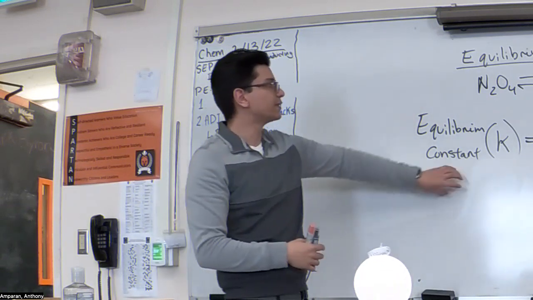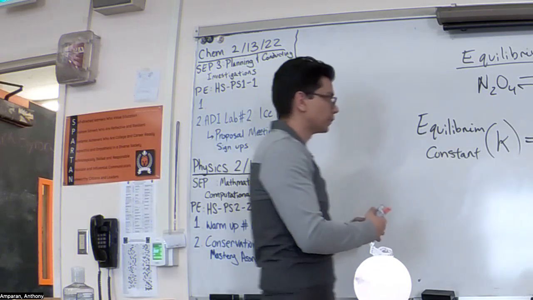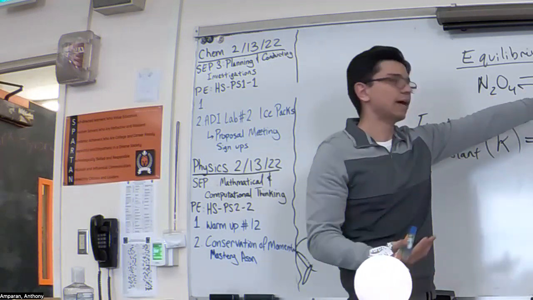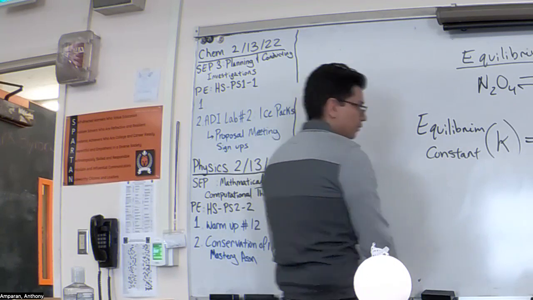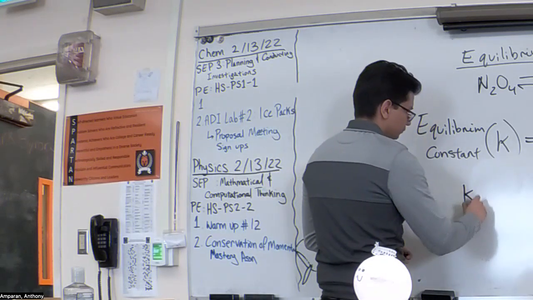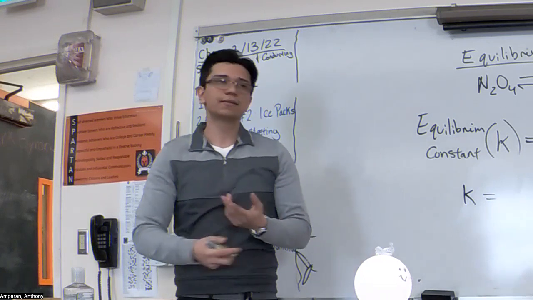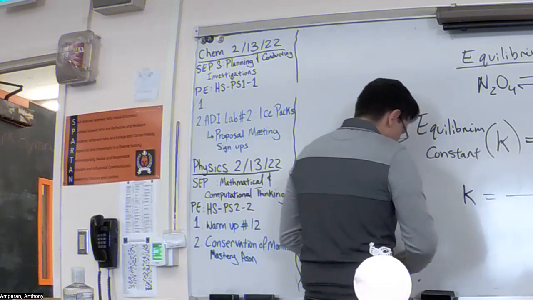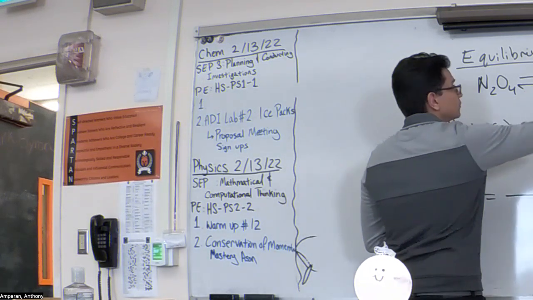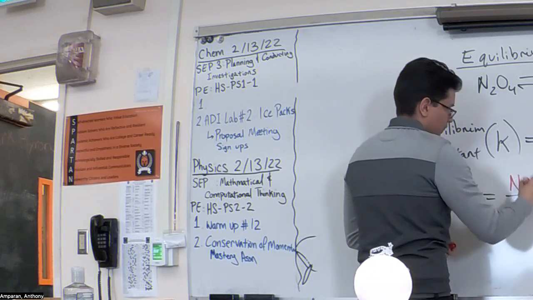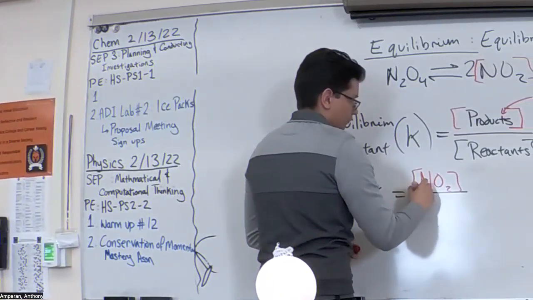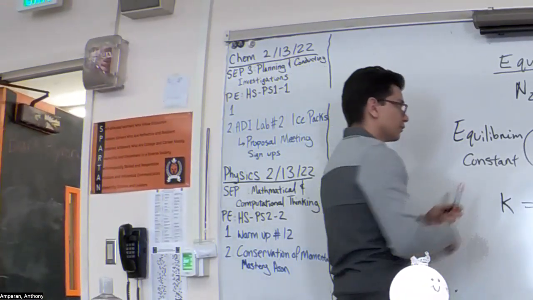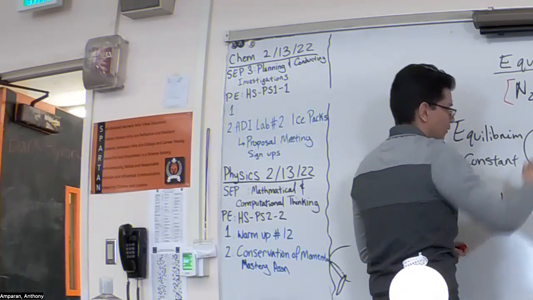So let's go ahead and write an example, using this example I threw up a little bit earlier. I have N2O4 and it's going to break down into 2 NO2s. I'm going to write a little formula for that. So my equilibrium constant for that is going to be your products, so it would be my concentration of NO2. I want that concentration, and I'm going to divide it by my concentration of N2O4.